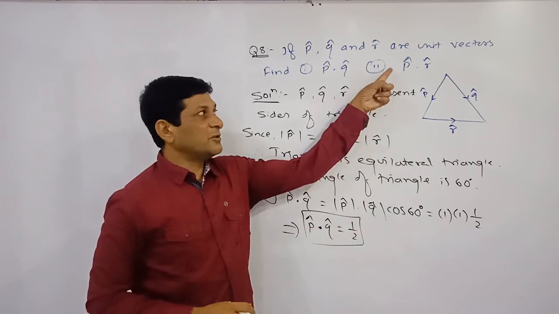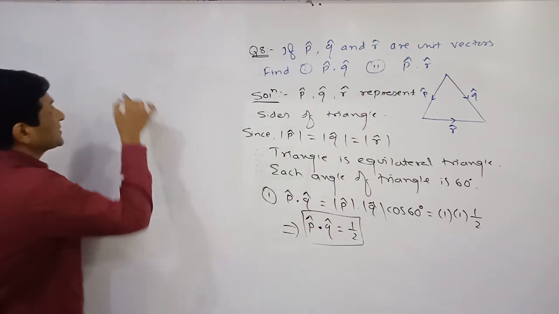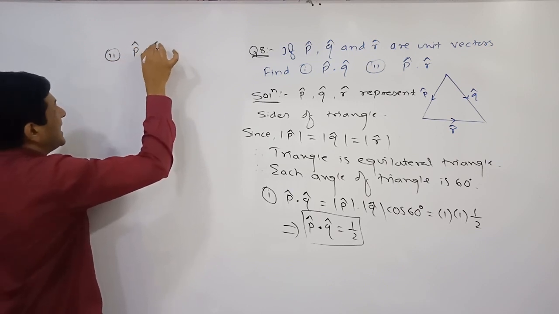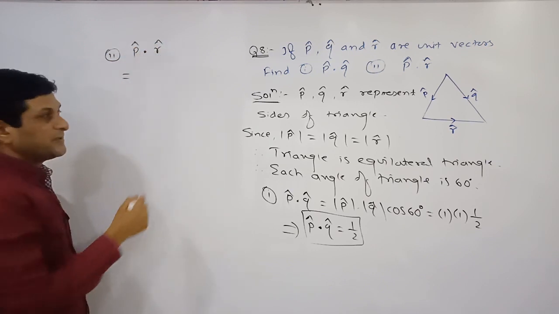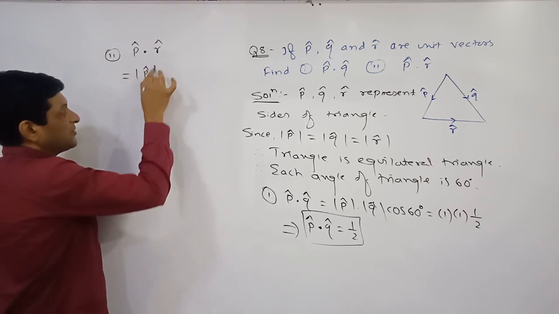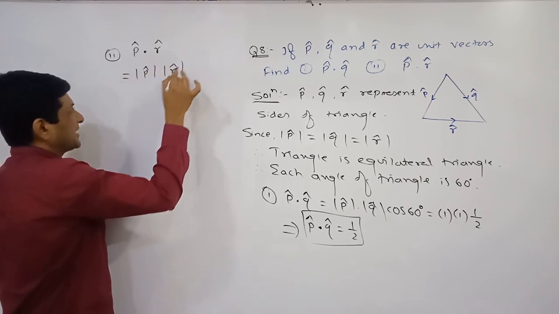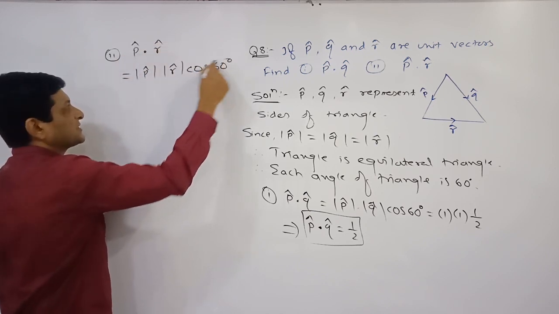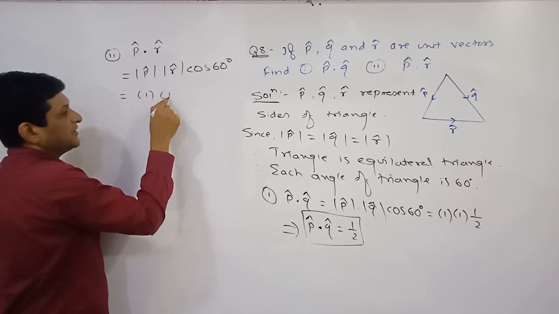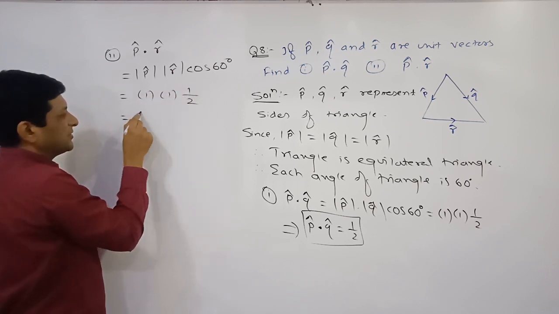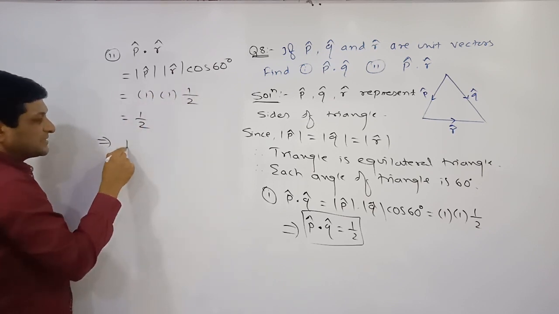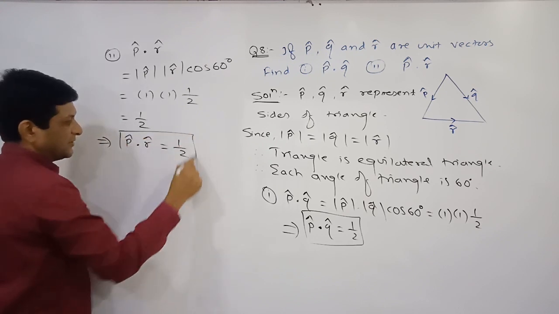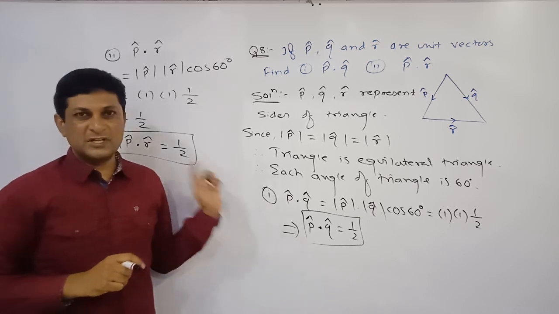Now we are trying to find our second required value. The second required value is the dot product of what? P cap and R cap. Again we apply the same definition here. The first term is the magnitude of the first vector, into the magnitude of the second vector, into cos theta. But the angle between these two vectors is what? 60 degrees. So here we get 1 into 1 into 1 by 2, which equals 1 by 2. So this implies that the dot product of P cap and R cap is also equal to 1 by 2. In this way we have got both the required values.